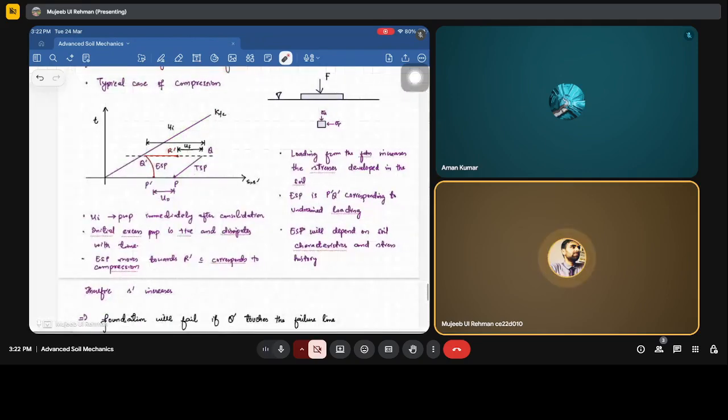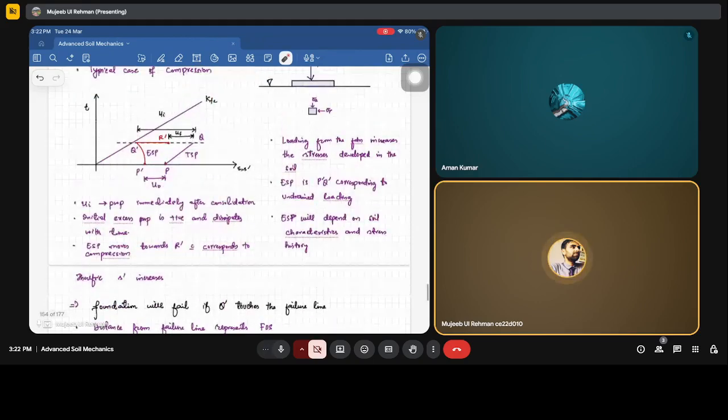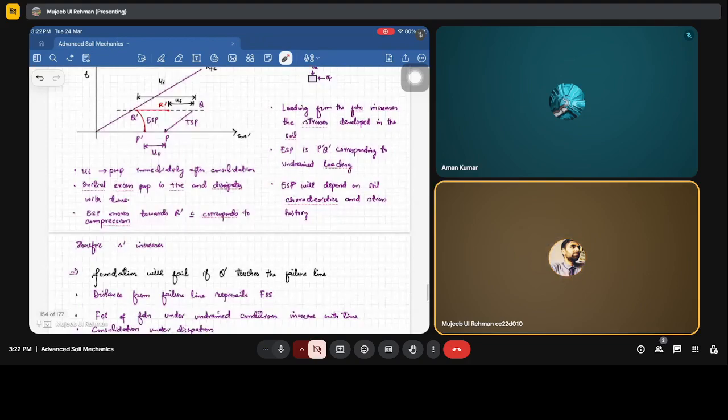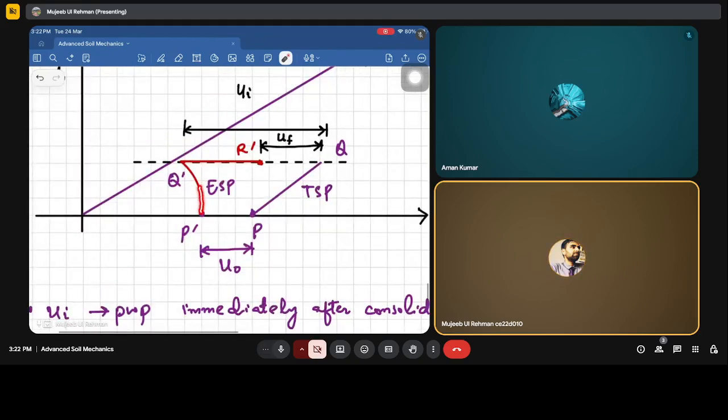So UF is the final pore water pressure. So it means that when the pore water pressure starts to dissipate, there is an increase in the S dash, correct? And at this final UF, it can be equal to U naught or slightly smaller than this. Now the foundation will fail if Q dash touches the failure line. Yeah, this is true.